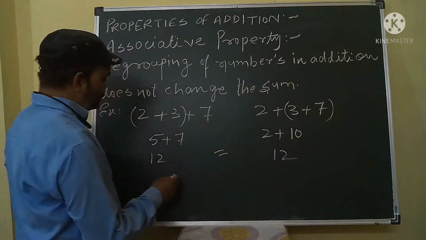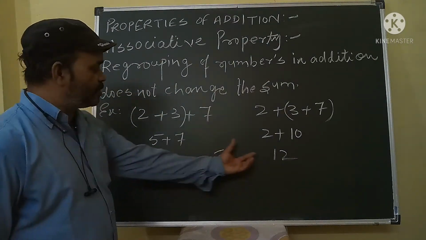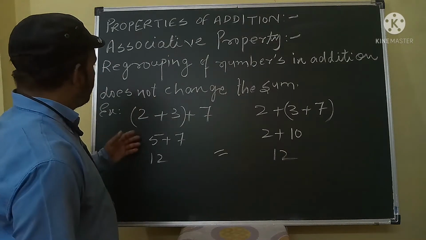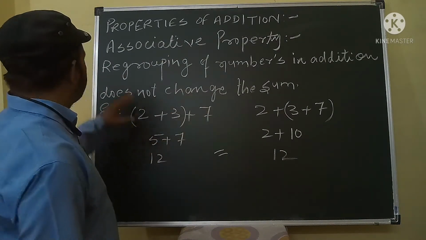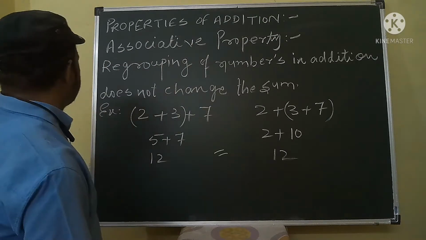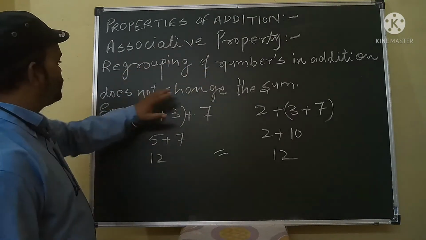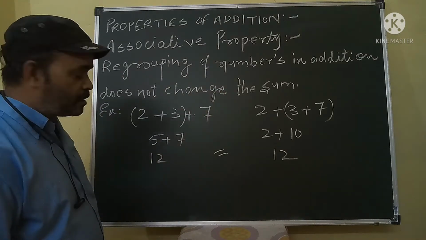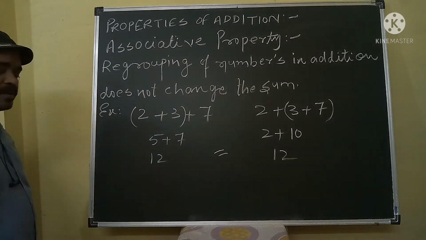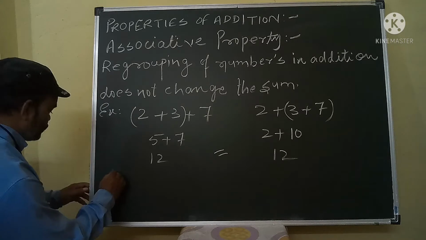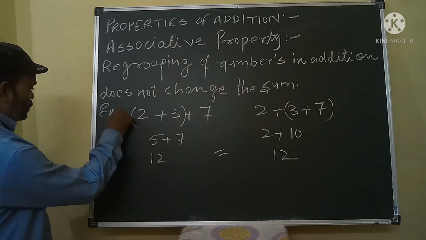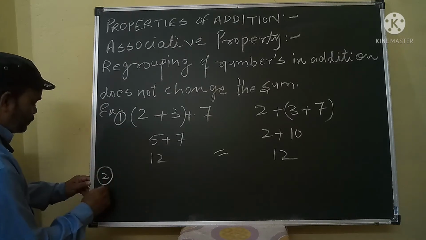In both conditions, 12 is equal to 12. So this property is known as associative property. That means regrouping of numbers in addition does not change the sum. I want to give one more example. This is example number 1, and this is example number 2.